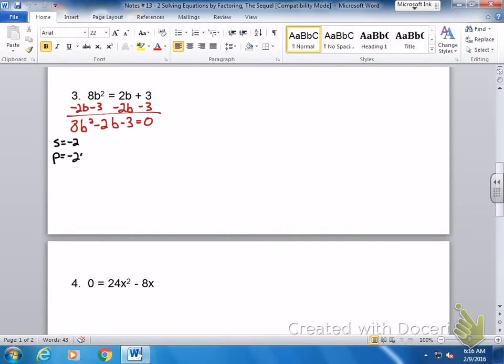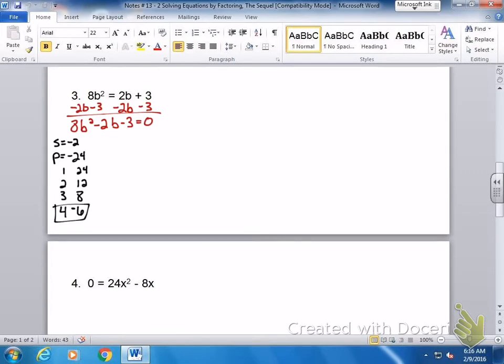8 times -3. So if we break apart 24, 1 and 24 is a factor, but that's not an option. 2 and 12 also, there's no combinations that will give us -2. 3 and 6, I'm sorry, not 3 and 6, how about 3 and 8? We're getting a little bit close, but not quite. And then if we go to 4 and 6, well, that looks like an option. If I make the 6 negative, 4 plus -6 is -2.